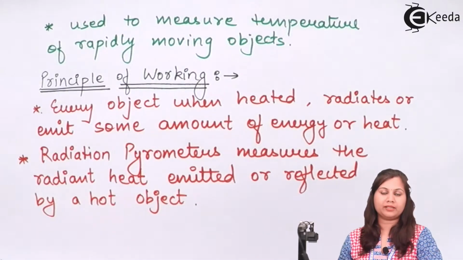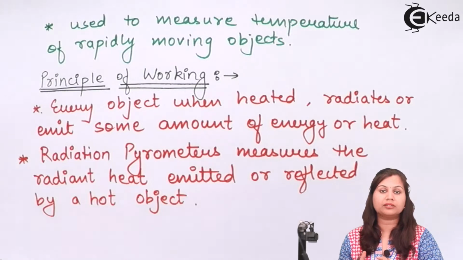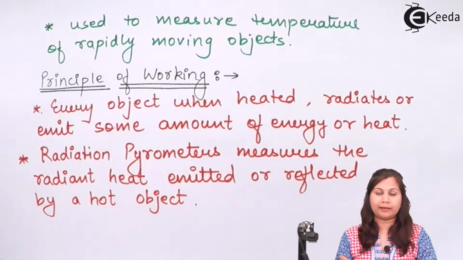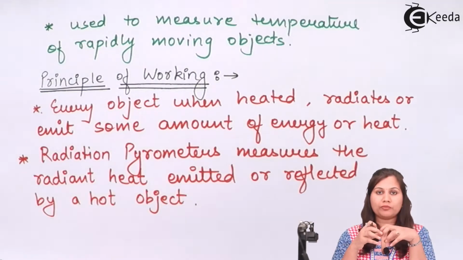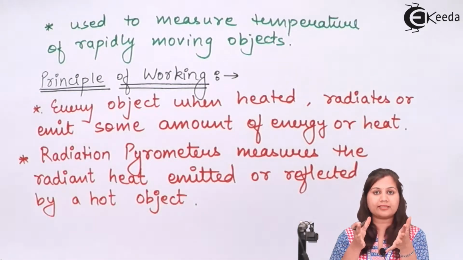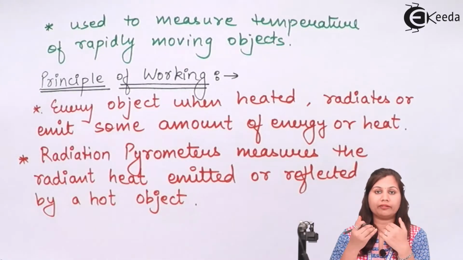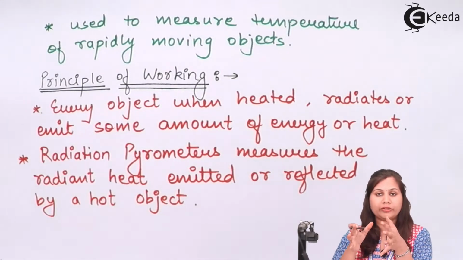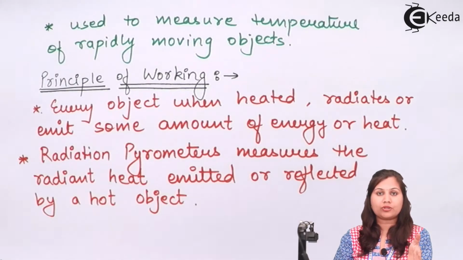So radiation pyrometers work on the principle of measuring the thermal radiations produced by a hot object. The object whose temperature we want to measure, because it is kept at a very high temperature, is going to emit or reflect some amount of heat. It is going to generate radiations, and these radiations which are generated due to temperature are known as the thermal radiations. Now these thermal radiations are a type of electromagnetic radiations, and these radiations fall in the electromagnetic spectrum.